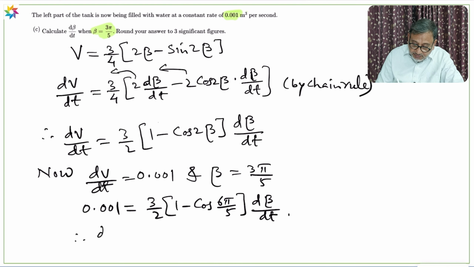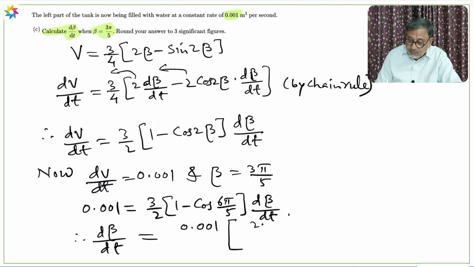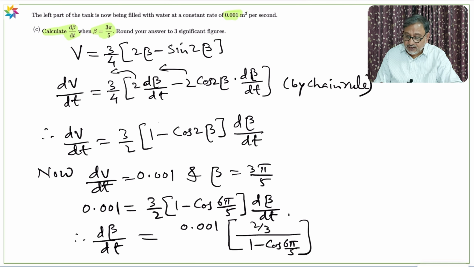So therefore, d beta by dt, because they said we have to calculate d beta by dt. Look here. All the things will go to the left side. 0.001 will be there, multiplied by 3 by 2 in the denominator. So when we move it upside down, it will be 2 by 3, 1 minus cos of 6 pi by 5, right? It will be like that, and all of it we will find in the calculator.